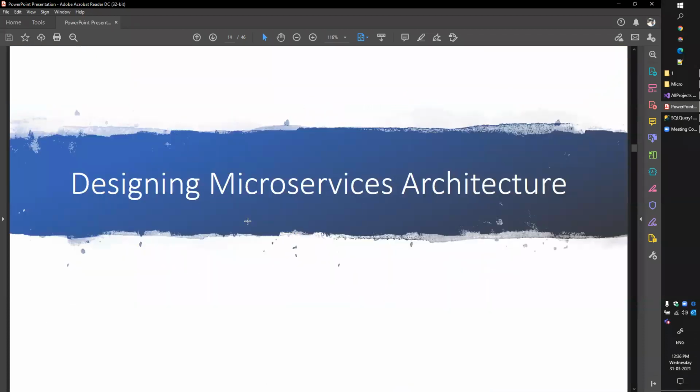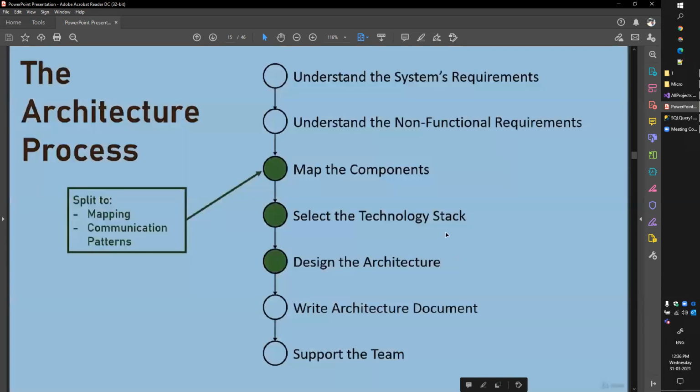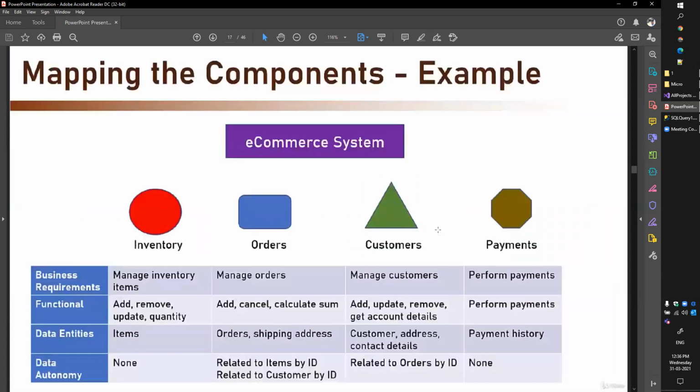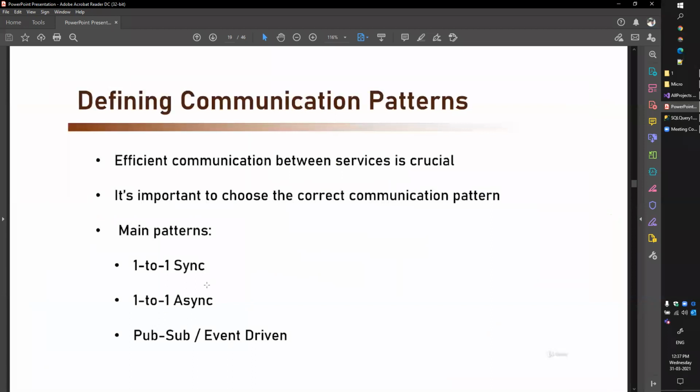And then we moved to the designing the architecture part, and we were focusing on these three main points. The mapping we discussed at length, how to split into bounded contexts, and then we discussed the technology stack part as well. We were here, so let's move to the components we have discussed. These two we have discussed with the e-commerce example, and then we were in the communication pattern part. We have also discussed three ways of communication: sync, async, and pub sub.